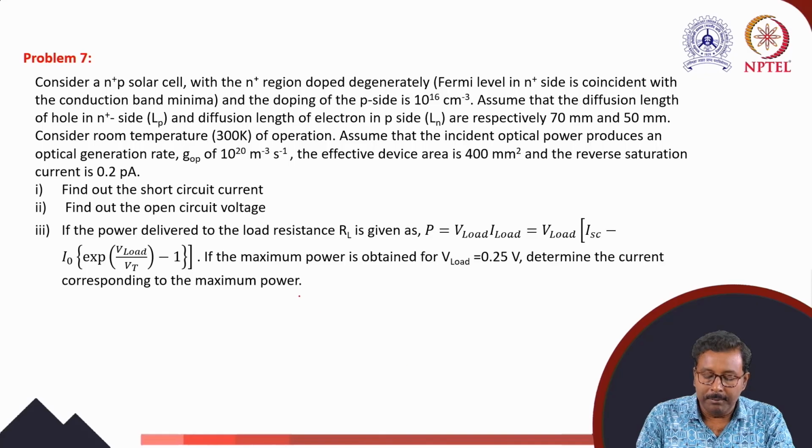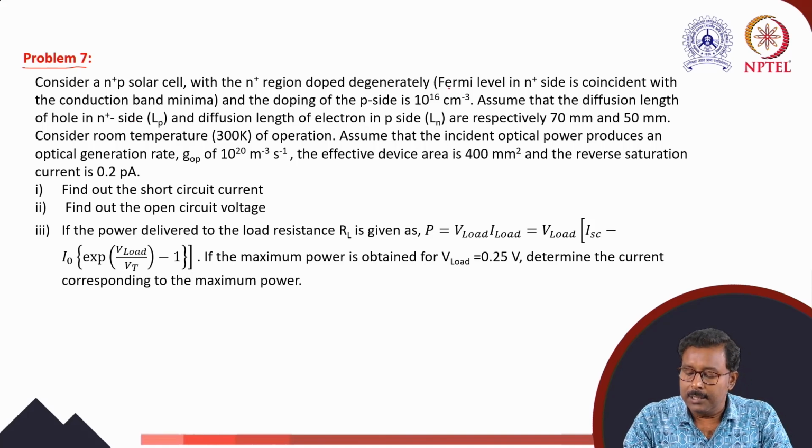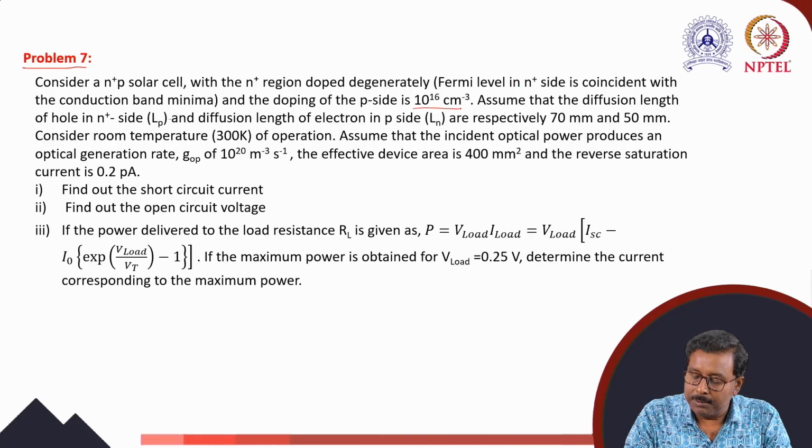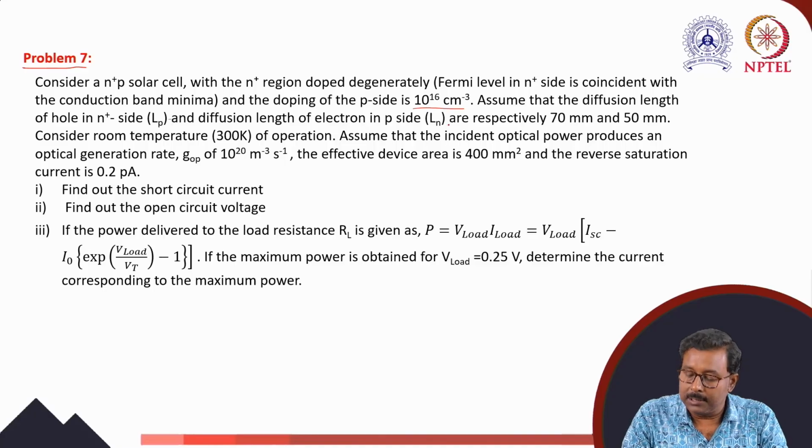Now the second problem, say problem 7. Consider an n plus p solar cell with the n plus region doped degenerately. Degenerate semiconductor means the Fermi level is aligned with the conduction band in case of n type. Here it is mentioned. And the doping of the p side is less, that is 10 to the power 16. So this is an asymmetric junction.